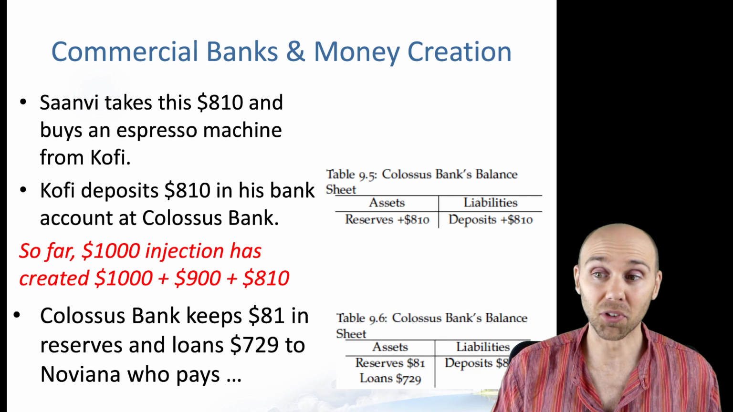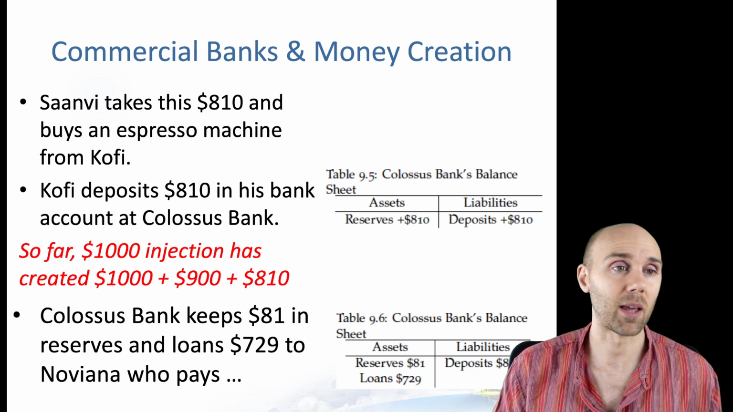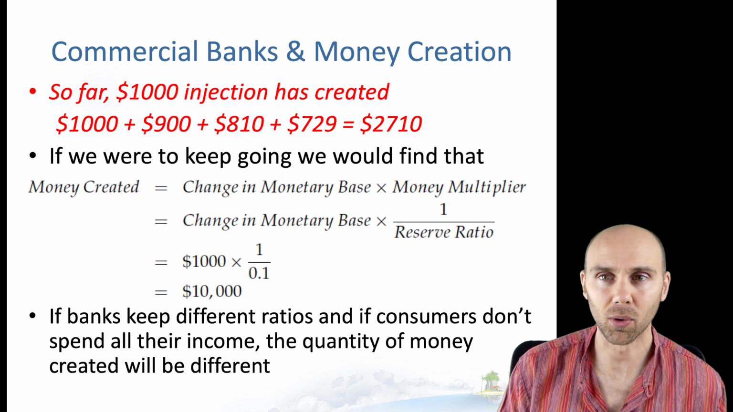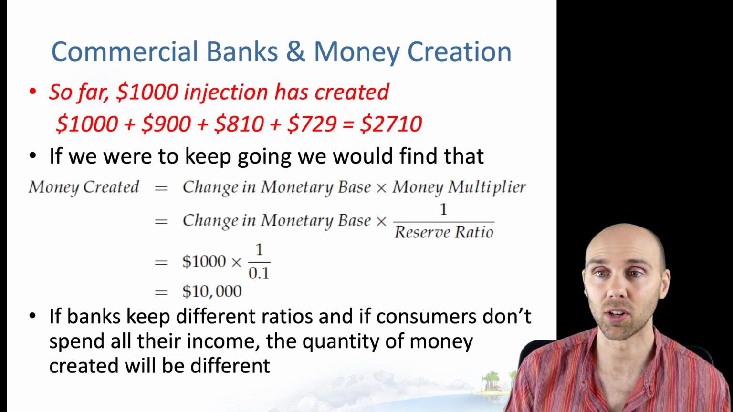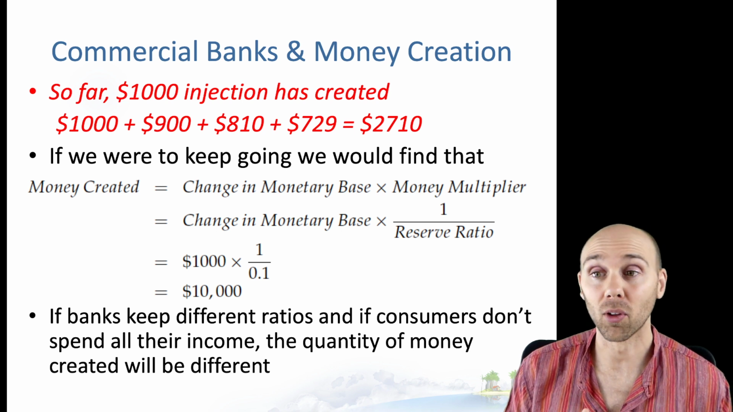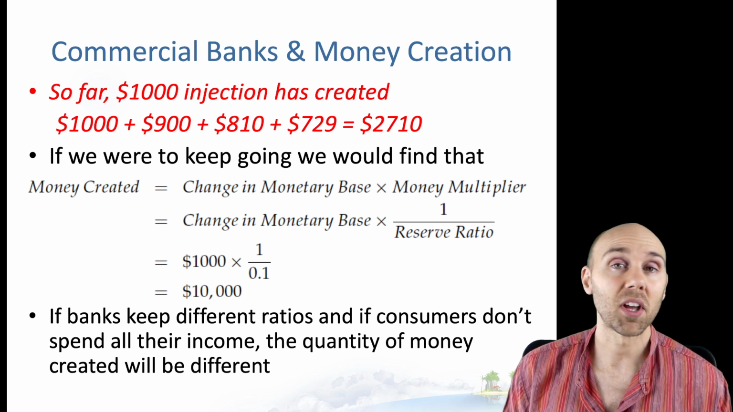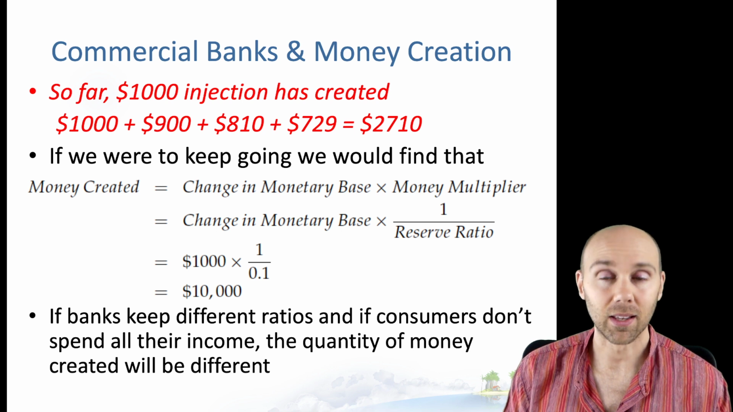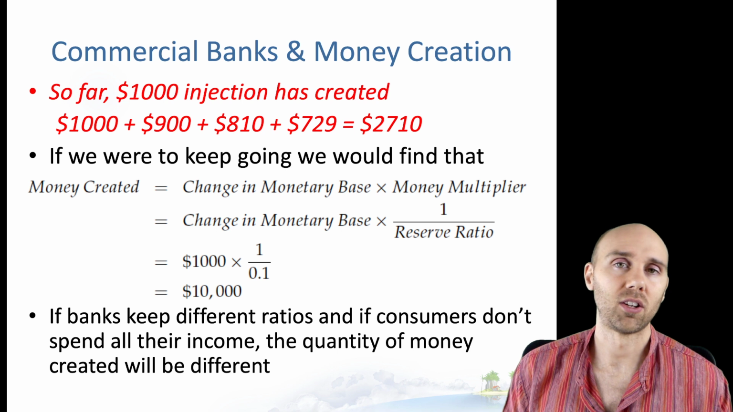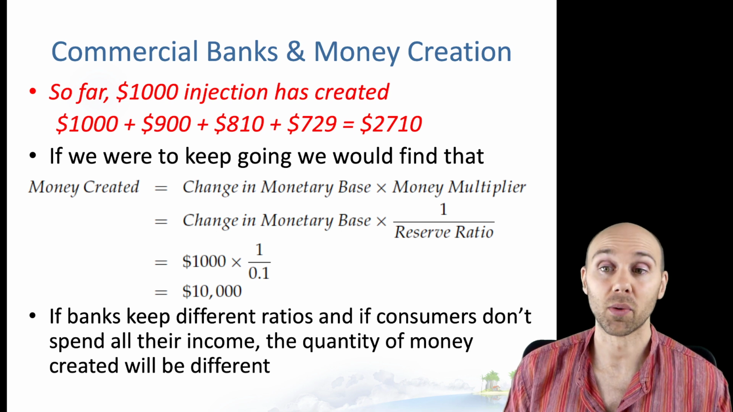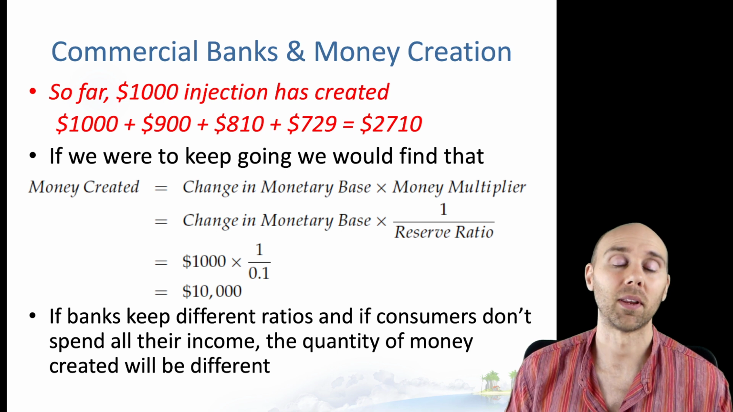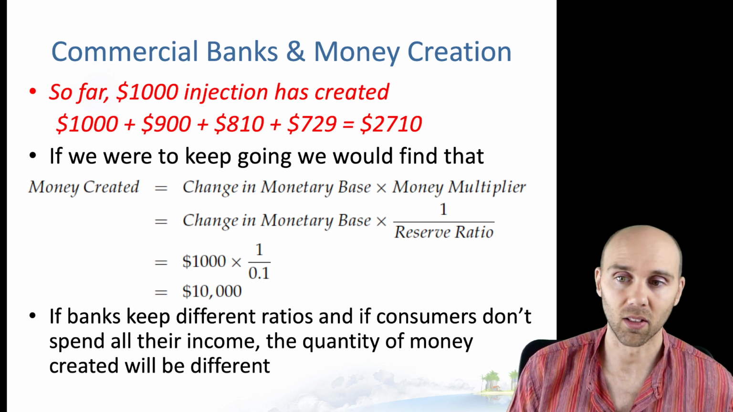Now we can keep going and going following the same sort of pattern, and if we do this, assuming that every one of these banks is holding 10% as its reserve ratio, we find that the money created follows this formula: it is equal to the change in the monetary base, that's the injection from the RBA, divided by the reserve ratio, which here is 10%. So in this case, a maximum of $10,000 can be created from an injection of just $1,000.